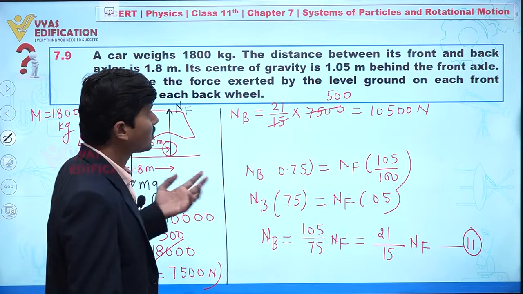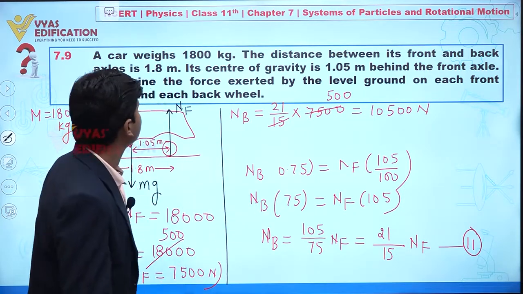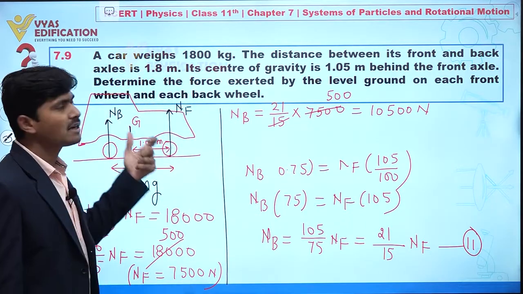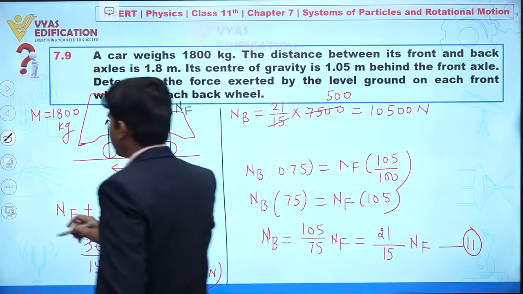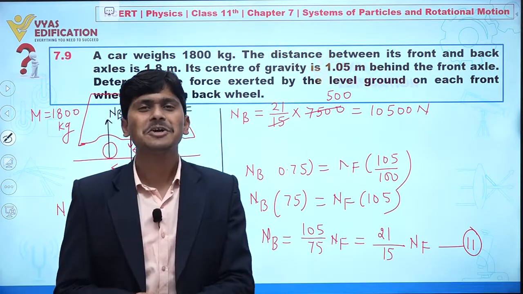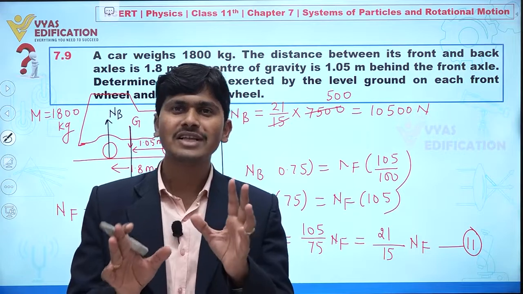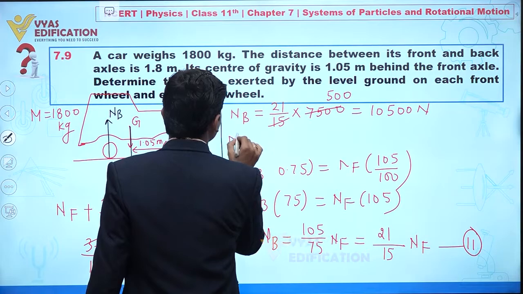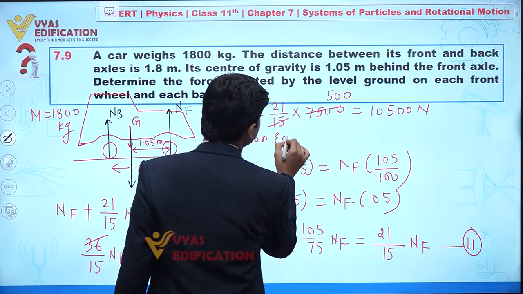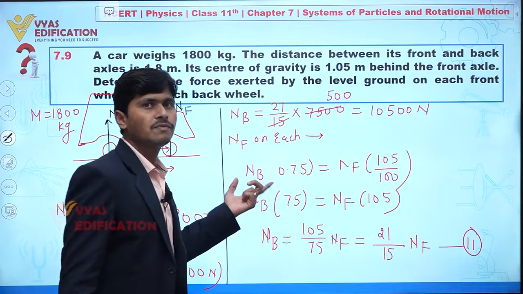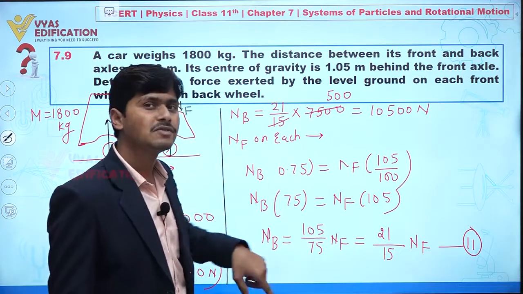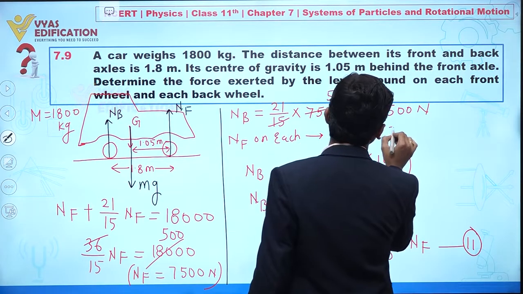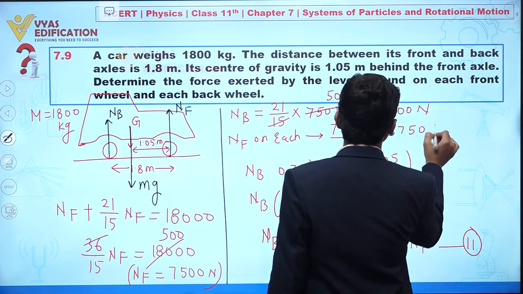But what is our objective in this question? Our objective in this question is to calculate force exerted by level ground on each front wheel and each back wheel. Clear? So now you know very well, in our car we have 2 front wheels and 2 back wheels. So if I directly write here NF on each wheel, it means normal reaction force on each front wheel, I can say this is 7500 divided by 2. It will be equally distributed, and we can say 3750 Newton.